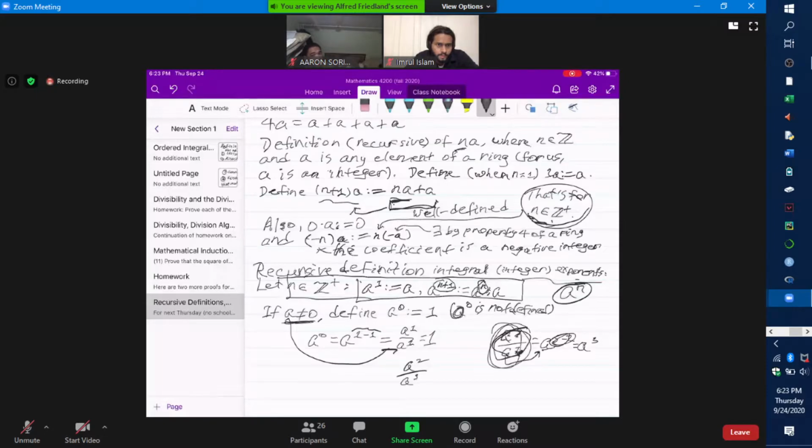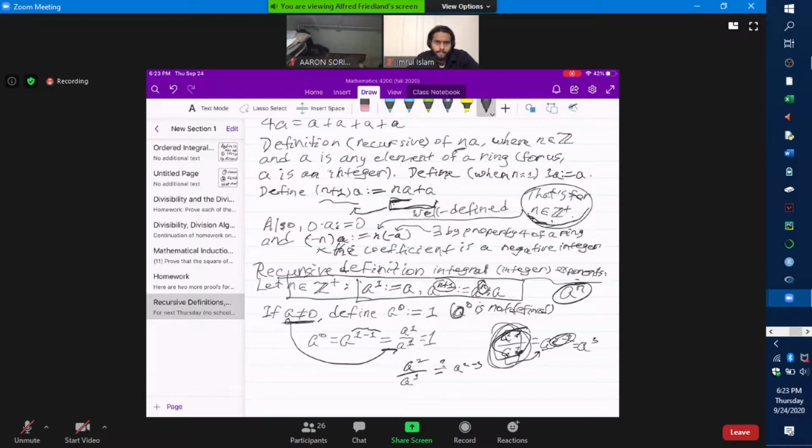As I said, this is a to the 5th, which is a times a times a times a times a, and then you divide out a times a, and you're left with a to the 3rd. But how do you know that this is a to the 2nd minus the 3rd? Well, you don't know, but we like consistency in mathematics. We don't want to have to learn separate rules for all sorts of different cases, and also it unifies mathematics.